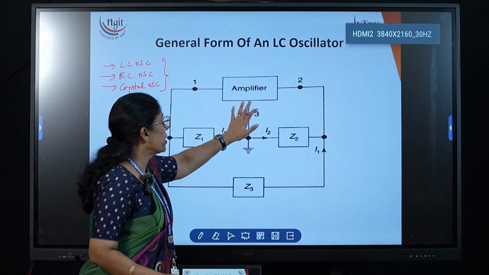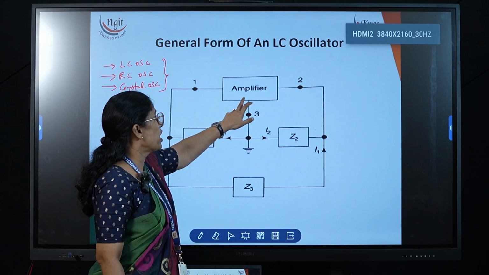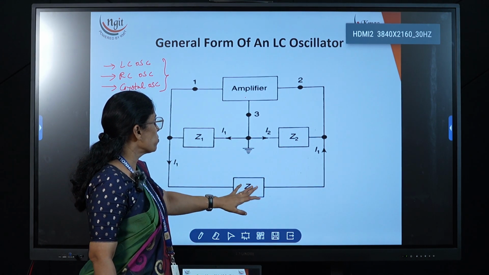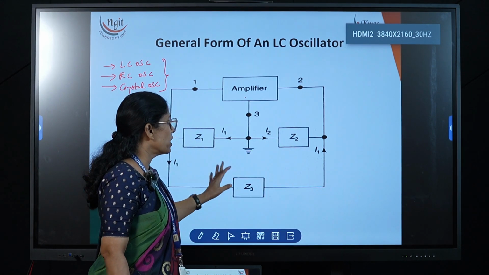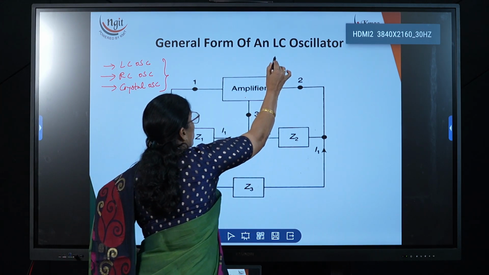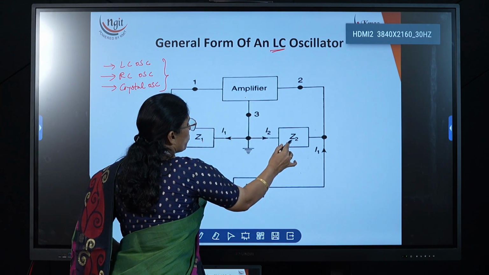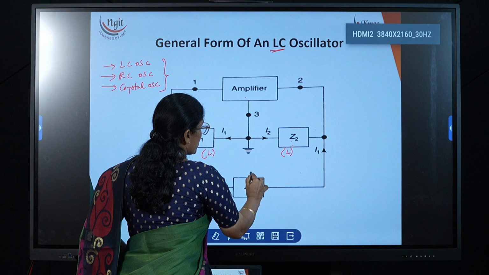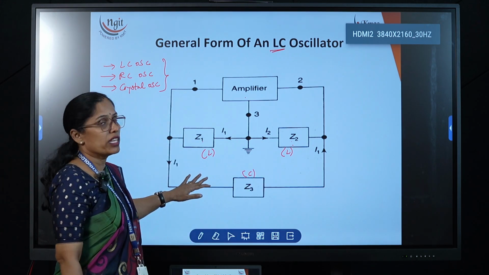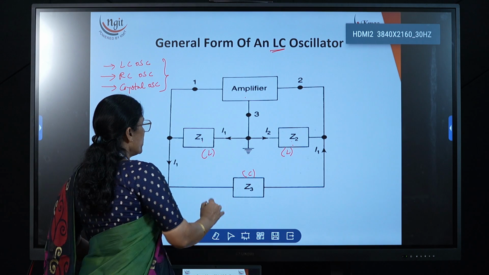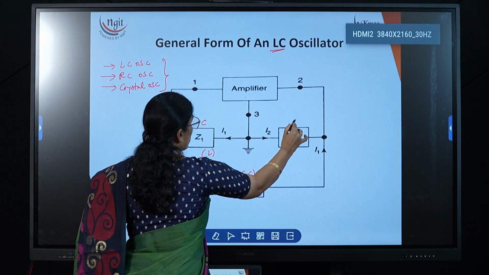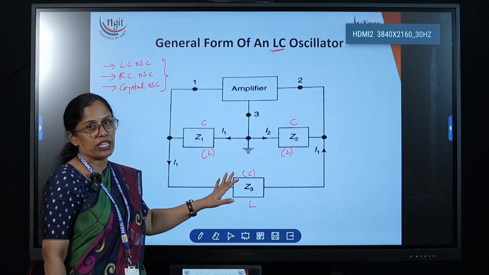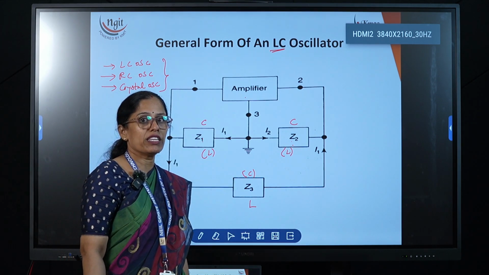Now this is the block diagram for the LC oscillator. We have an amplifier, and this is the tank circuit or tuned circuit. In this tuned circuit we are using three components, Z1, Z2, Z3. Those are nothing but L and C values. If Z1 and Z2 are both L values, and Z3 is a C value, this oscillator is called the Hartley oscillator. If Z1 and Z2 are both C values, capacitors, and Z3 is an L value, this is called the Colpitts oscillator. These two oscillators we are going to study in the next lecture.